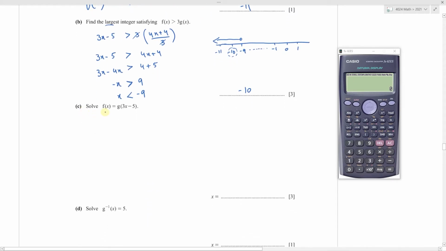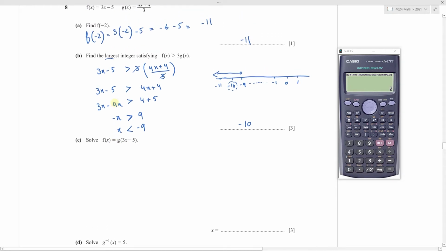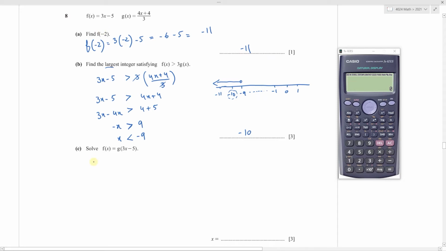Part C is solve f of x equals to g of 3x minus 5. So again, let's look at the values here. F of x is 3x minus 5 equals to g of this. So 4 times, I'll substitute x here with this value, which is 3x minus 5, plus 4 over 3. So I'll take this 3 to the other side, 9x minus 15. Open these brackets, I'll get 12x, and 4 times minus 5 is minus 20 plus 4.